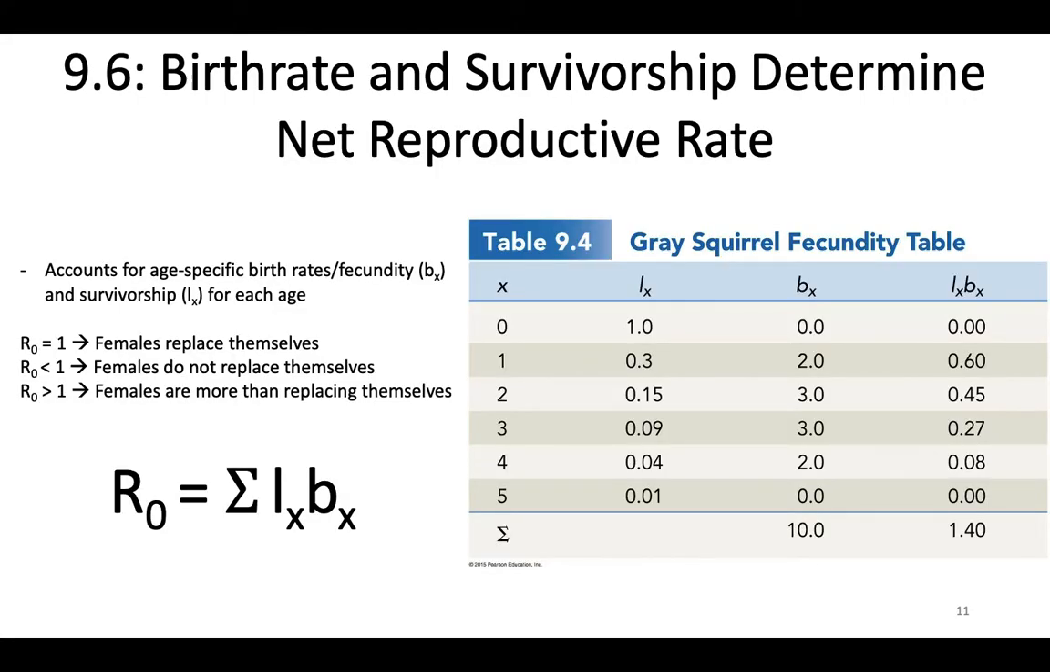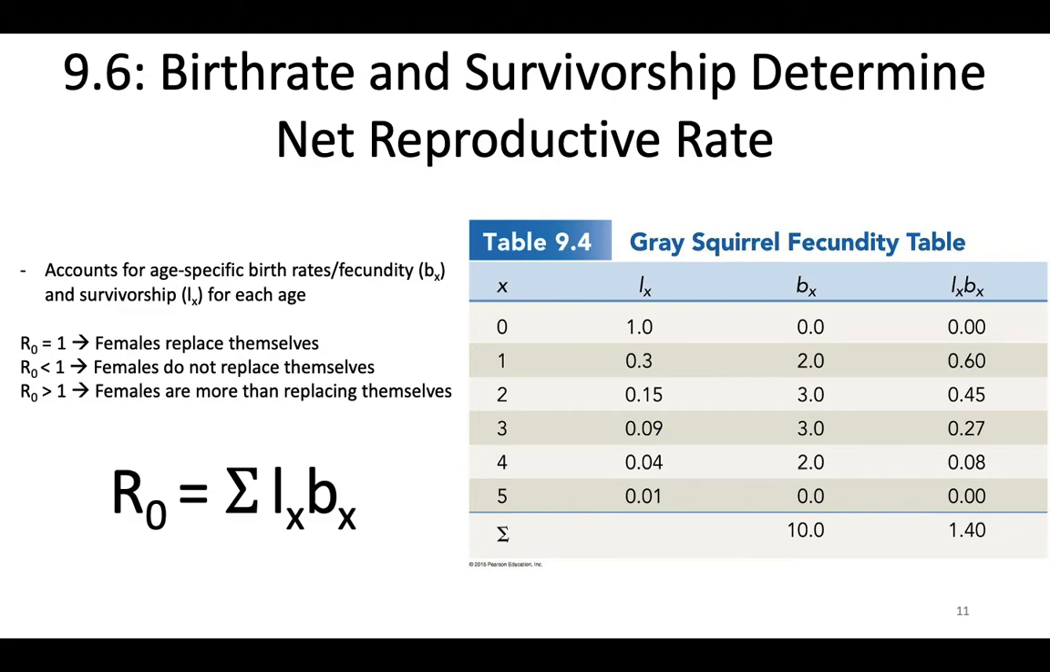Now let's talk about net reproductive rate. This is an important thing to be able to calculate if you're studying population fluctuations of a species. So net reproductive rate is the average number of females that are produced during a lifetime of a newborn female. I will repeat that definition. Net reproductive rate is the average number of females that are produced during a lifetime by a newborn female.